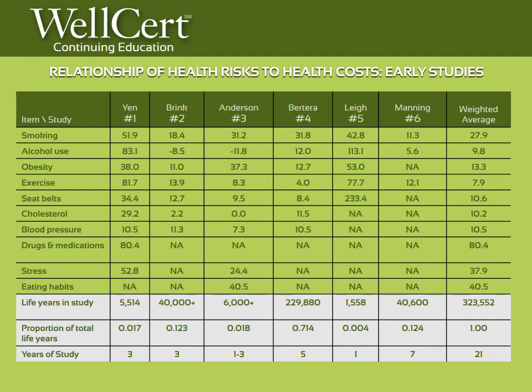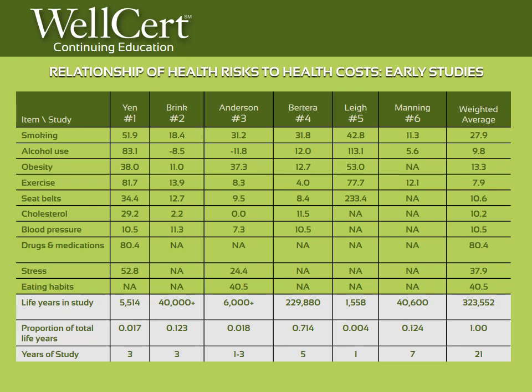And by the way, whenever you see an NA, it just means they didn't look at that particular variable. So those studies were different in their methodology. They did use some different thresholds, although we'll look at some of the common thresholds. But what this group of 6 studies did initially for the field was to give us a much clearer idea that there was an increased cost associated with risk factors.